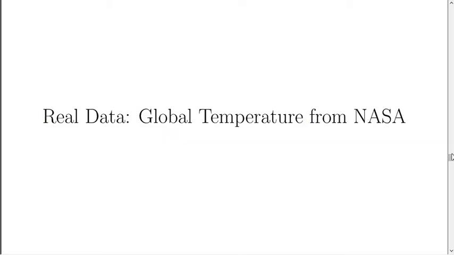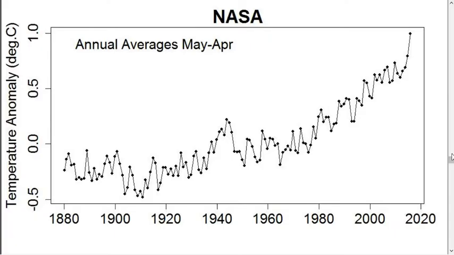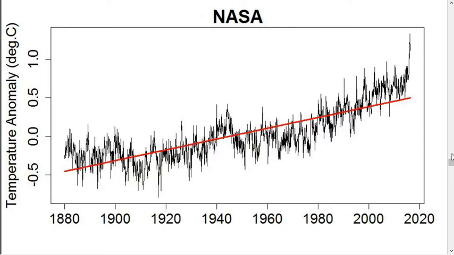Let's take a look at some real data. No more of the artificial data stuff. Let's look at global temperature, monthly averages for the entire planet Earth, actually global temperature anomaly, according to NASA. Here are annual averages from May through April, but I want to focus on monthly data. They look like this. Here I've fit a straight line.